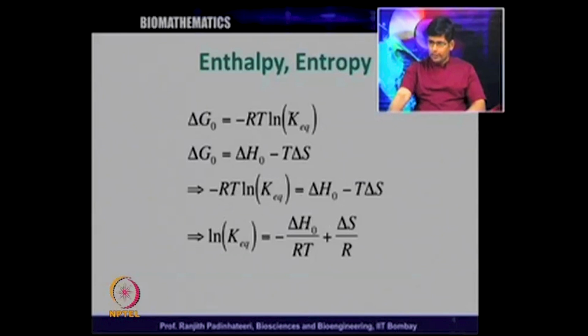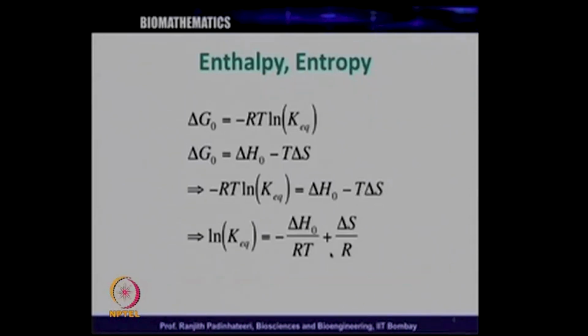Combining these two equations, we can rewrite such an equation, which is just simple algebra: ln K equilibrium is equal to minus delta H0 divided by RT plus delta S divided by R. Now, for a chemical reaction, typically it happens at a fixed temperature. So, in biology it is like 310 Kelvin or 37 degrees Celsius; the temperature is a constant.